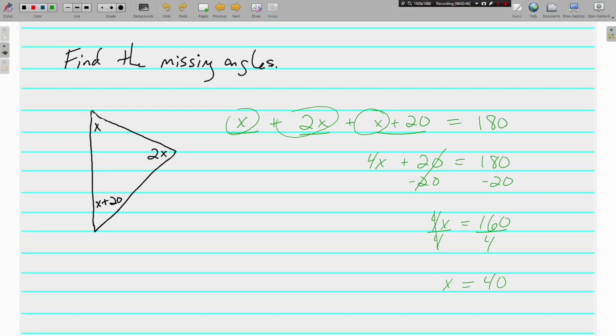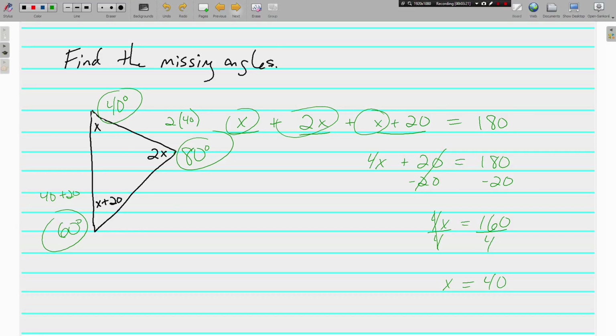Now, be careful. We're asked to find the missing angles, not just to find x, so we have to go back and substitute. This one's easy, that's 40 degrees. This one is 2 times 40, so 80 degrees. And this one on the bottom is 40 plus 20, 60 degrees. So just make sure that you answer what you're asked. We needed the angle measures on this problem.